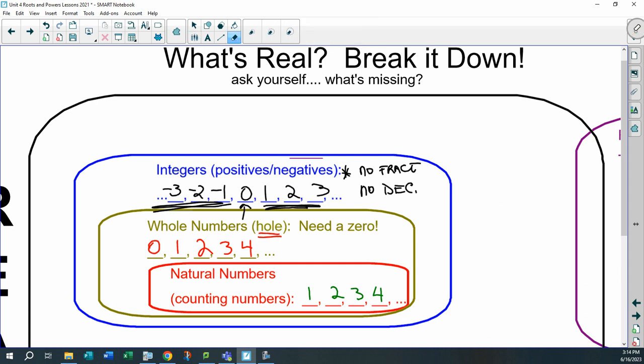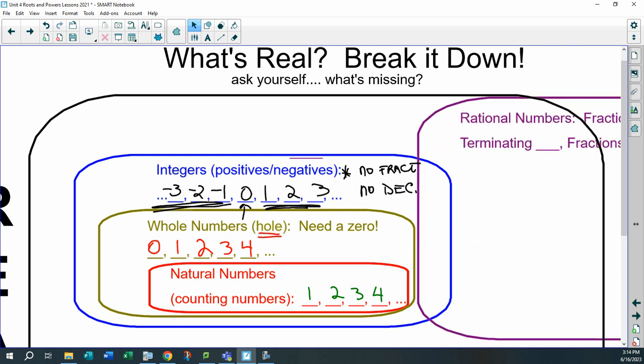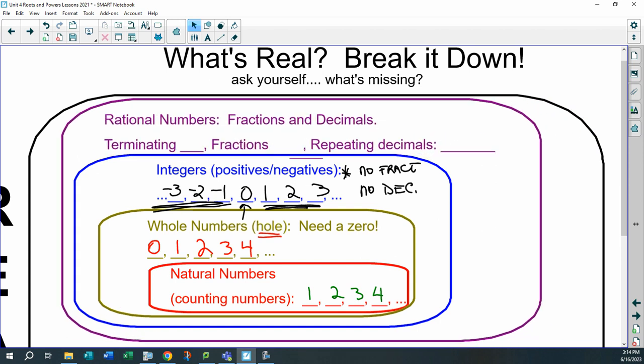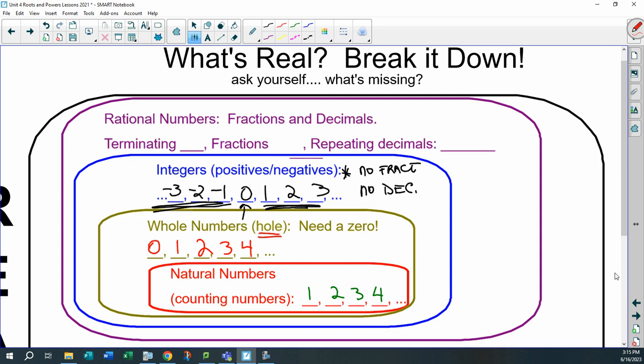Okay, so now think about it. Remember the question? Ask yourself, what's missing? So obviously what's missing? Fractions. Yup, so let's bring those guys in there. Fractions are known as rational numbers. So what do the rational numbers include? The rational numbers include everything. They include all the natural numbers. They include all the whole numbers. They include all the integers, but what are they? They are, in fact, fractions and decimals.